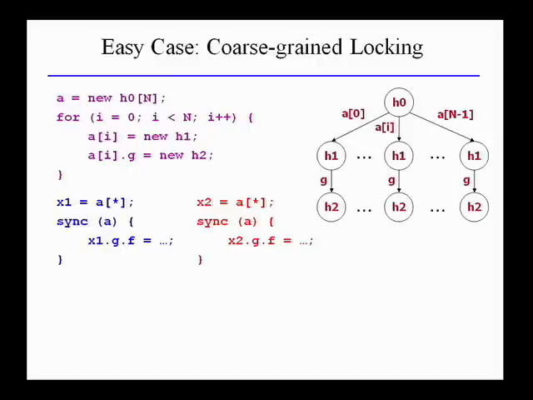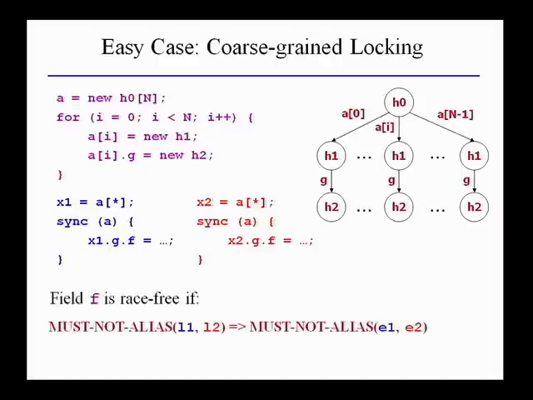So here's an easy case, coarse-grained locking. This is the standard pattern where you just acquire a lock on the entire data structure. It's basically you lock the whole world, do your operation, and then you unlock the world. So if you have a database or something like that, you lock the whole database, go and write one record, and then unlock the whole thing.